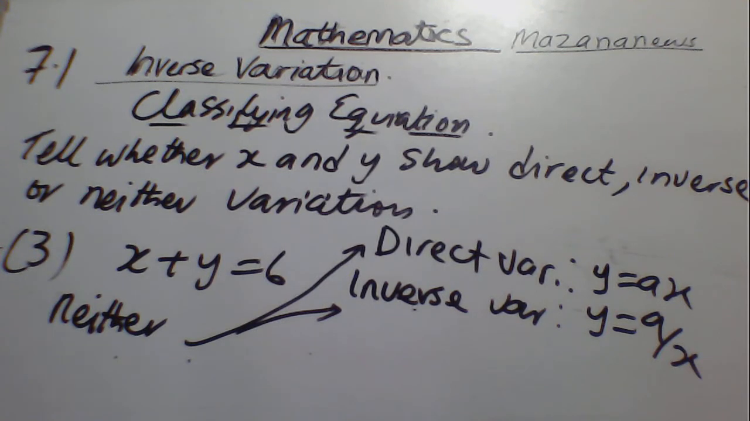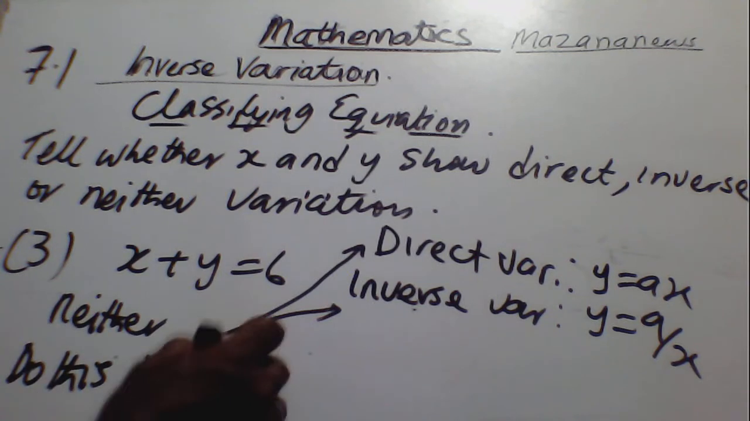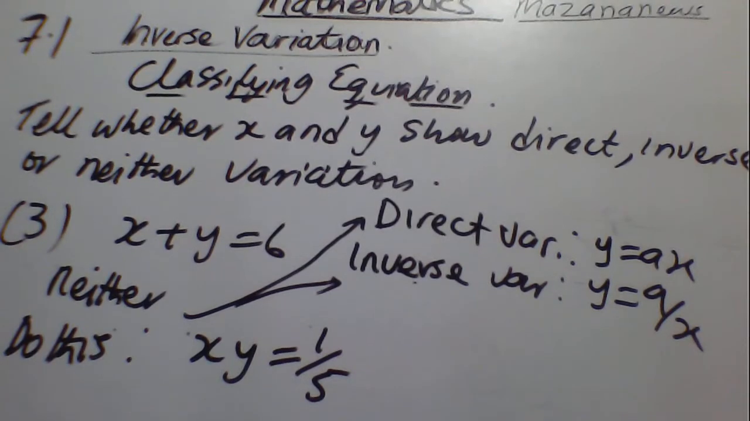So having known how you can identify direct or inverse variation and neither variation, you can do this one. Given xy is equals to 1 over 5. So which type of variation is this? So you can do this one to know if you understand it. xy is equals to 1 over 5.